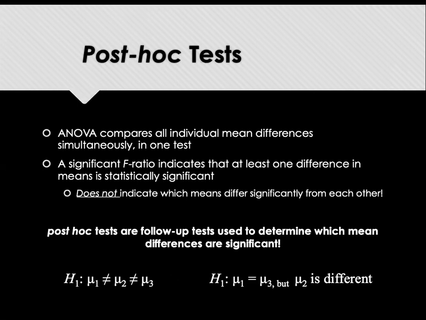And it could be, here are our examples from the beginning of this lecture, that they're all different. Mean 1 does not equal mean 2, does not equal mean 3. Another possibility is that mean 1 is equal to mean 3, but mean 2 is different from the others. And so what we're going to be doing with the post hoc test is to figure out what is different. And these are just two possibilities. There are many possibilities.